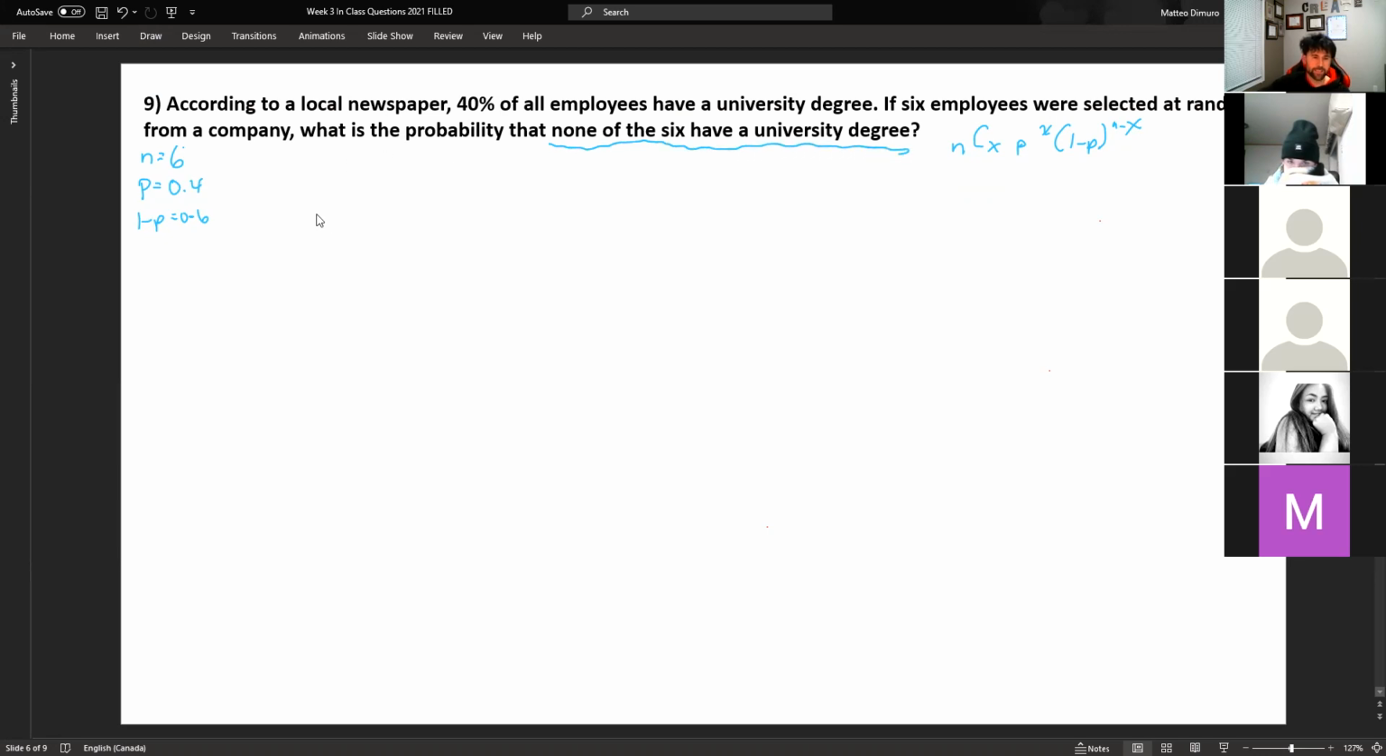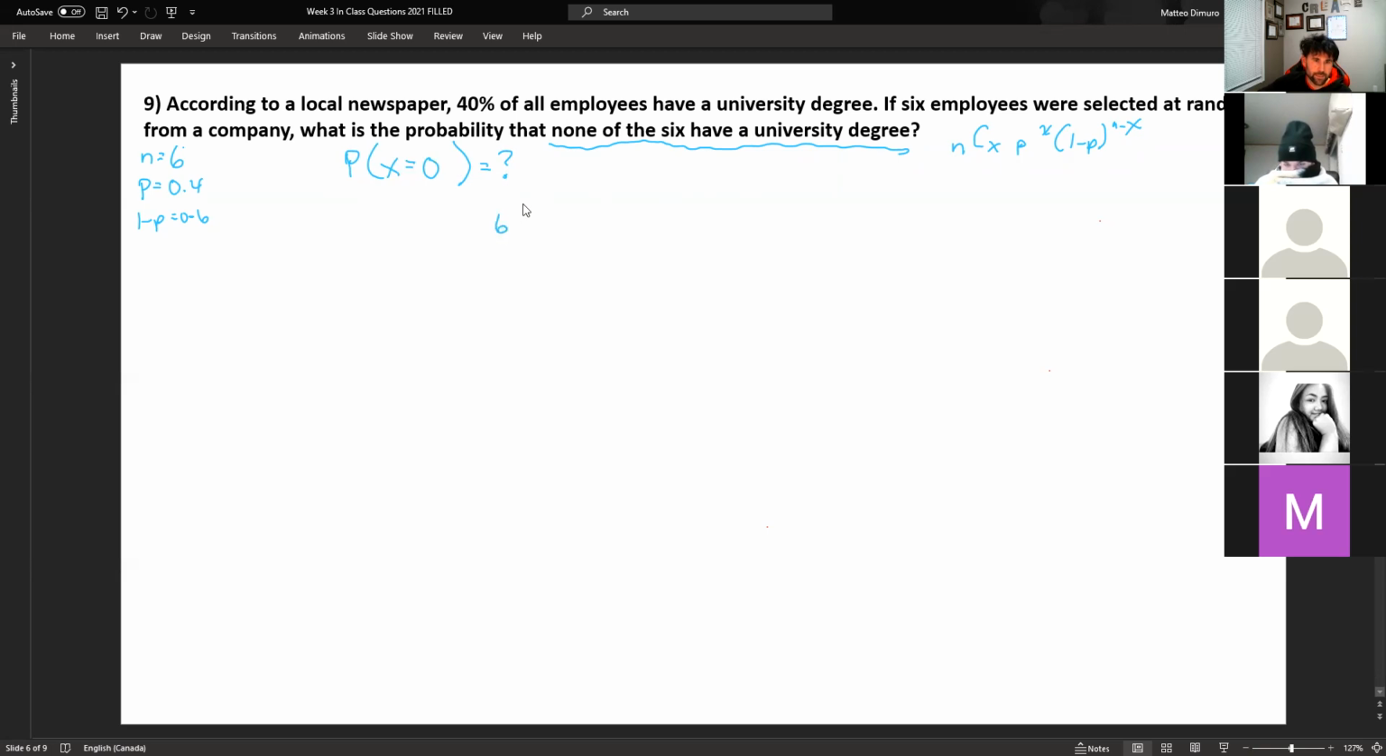I think I assigned this question last year, like I gave it in like a lab or something, and a lot of people, I don't know what happened on this question. They weren't sure. They're doing sort of wacky things in my estimation, and I think it's because of the word none. So if I'm saying none of the 6 have a university degree, then I'm asking, well, what's the probability that x is 0? Okay, so for whatever reason, more people than I would have expected had trouble with that. So it's just, yeah, x is 0, and you're plugging it into this formula.